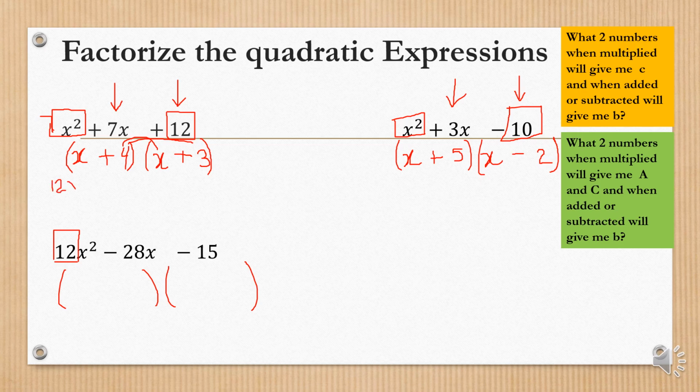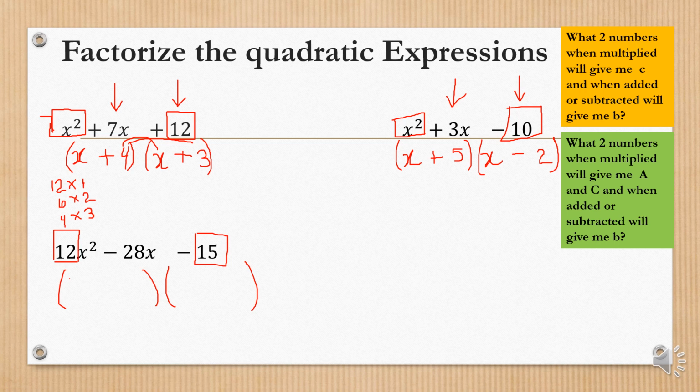12 by 1, or 1 by 12, 6 by 2, or 2 by 6, or we can use 4 by 3 to give me 12. Okay, so in these brackets here, on one side I may have 6x and then 2x. Before we write it in our brackets, let's work out the factors of 15.